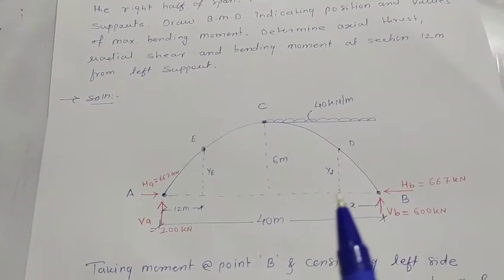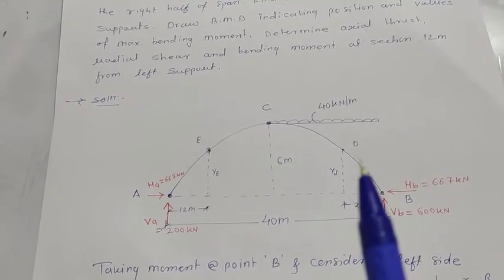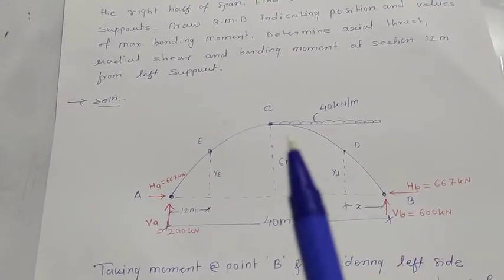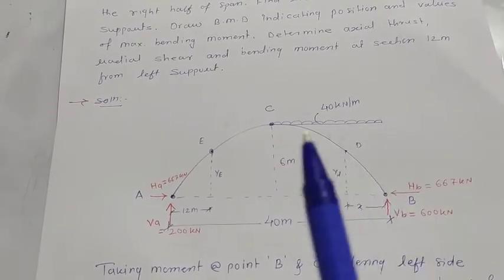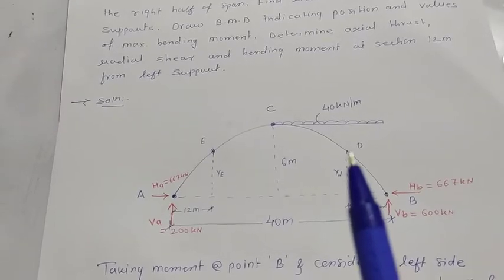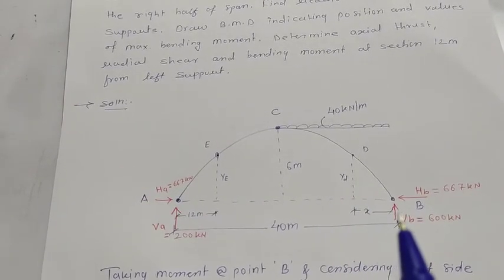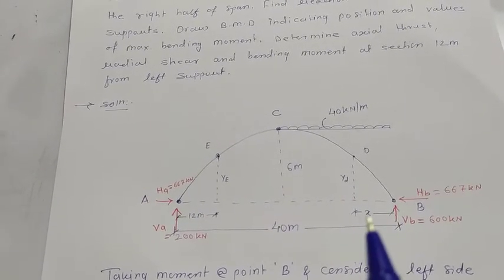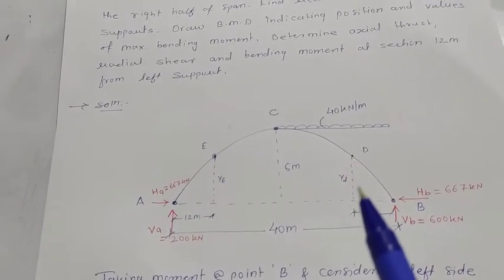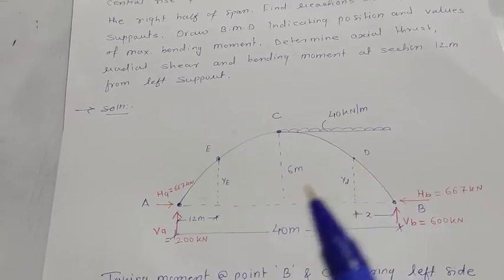Okay. So we have to find out the maximum bending moment and its position on the right side because UDL is acting on the right side. So let us assume the maximum bending moment will develop at point D at a distance of x. This one is the maximum bending moment position, and YD be the vertical ordinate at point D.